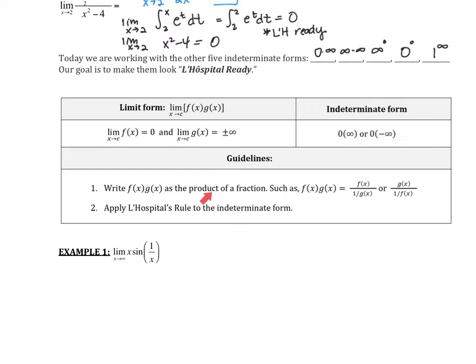Now what we're going to do with this form is write f of x times g of x as a fraction rather than the product of two functions. So we can rewrite f of x times g of x as f of x over 1 over g of x, or we could do g of x over 1 over f of x. If you look at each of these, if we do the division, f of x divided by the fraction 1 over g of x, we get back to f of x times g of x. Once we get it to this form, we will be able to apply L'Hopital's rule and then simplify.